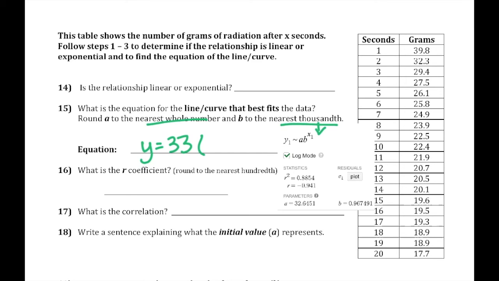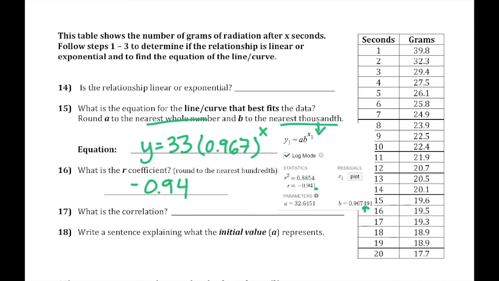Then our B value, 0.967491, nearest thousandth, so it's 3 decimal places. The 4 tells us to keep it the same, so it's just going to be 0.967. And we're going to raise it to the xth power. And there's the equation for this curve of best fit. Now, what's the R coefficient? We're going to round this to the nearest hundredths. That's 2 decimal places. So this 1 tells us to keep it the same. It's negative 0.94. And that's our R coefficient, or correlation coefficient.